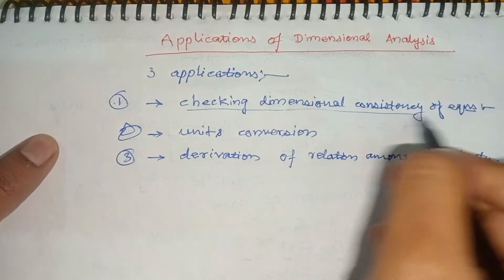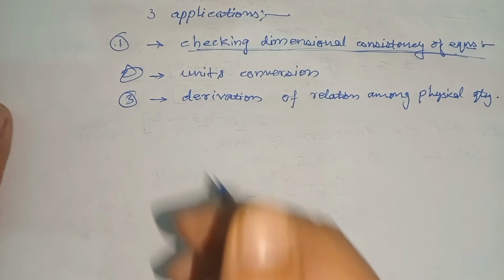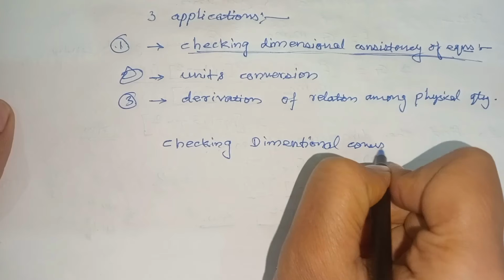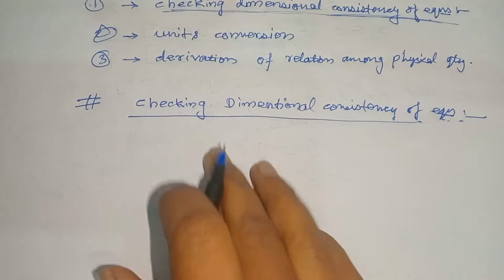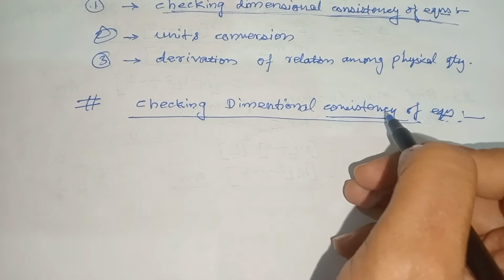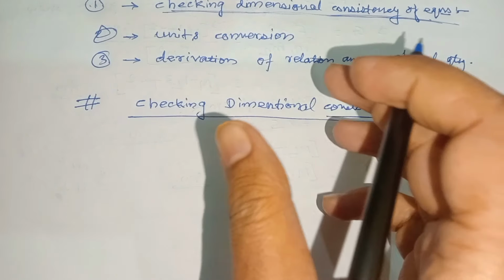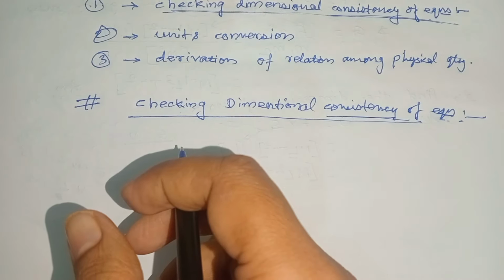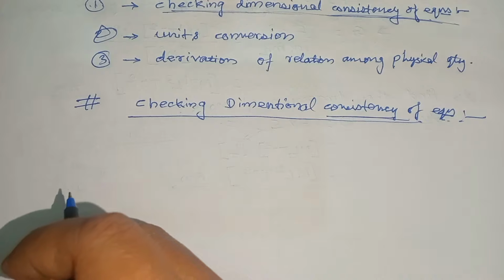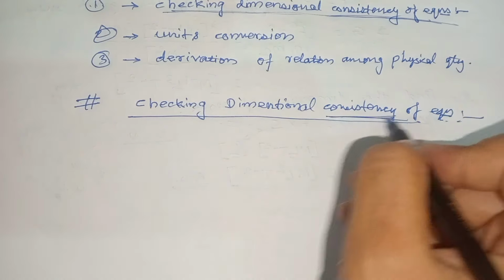What is called checking dimensional consistency of equations? What is this dimensional consistency? Let's study this in detail. In this rule, we see that every part of the equation has the same dimension. We use the principle of homogeneity of dimensions to check the consistency and correctness of an equation. This is also used to check whether the equation is dimensionally correct or not.